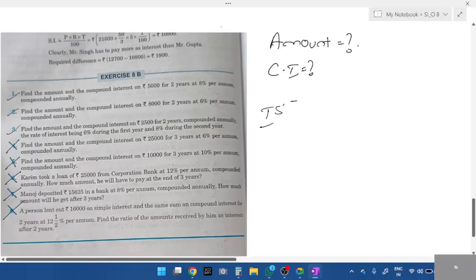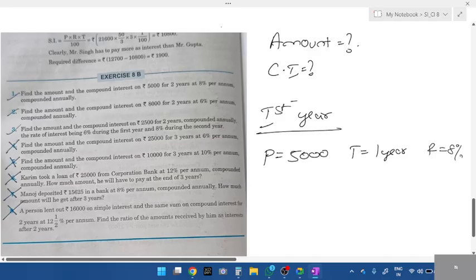First year. For first year, what is the principal you have to take? Whatever is given, 5,000. Time should be 1 year. And what is rate? 8%. Compound interest is equal to, use the same formula, PTR by 100. That is equal to 5,000 into 1 into 8 divided by 100.